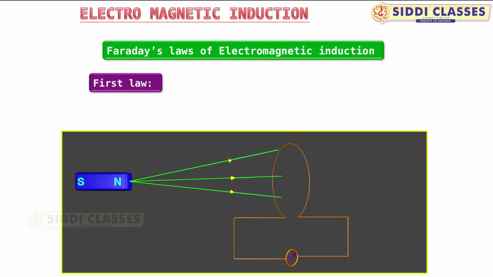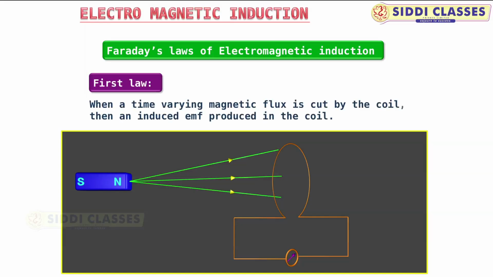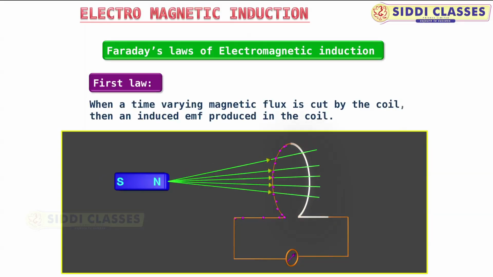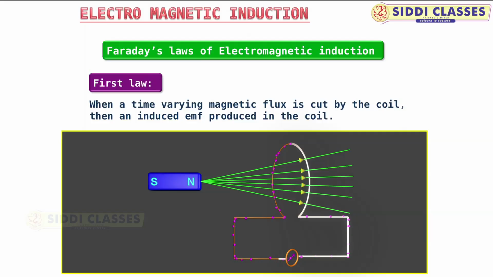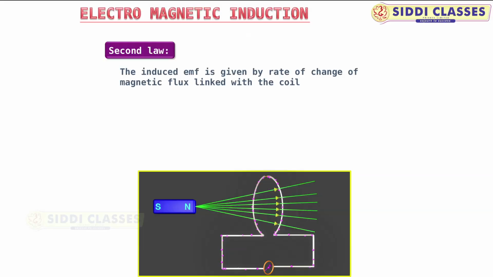The first law is the principle of electromagnetic induction, that is, when a time varying magnetic flux is cut by the coil, then an induced EMF is produced in the coil. And the second law is that the induced EMF is given by the rate of change of magnetic flux linked with the coil.